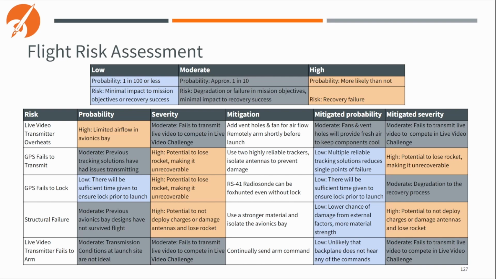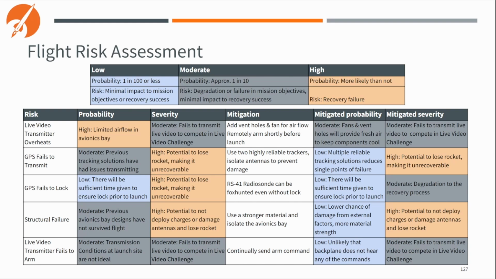Another risk is if our GPS fails to attain lock. And as I mentioned before, the RS-41, the protocol it uses, has such a long transmit time that you can use it to fox hunt. So even if both our GPS or all of our GPSs fail to gain lock, there's still a method we can use to try and get a bearing on the rocket.